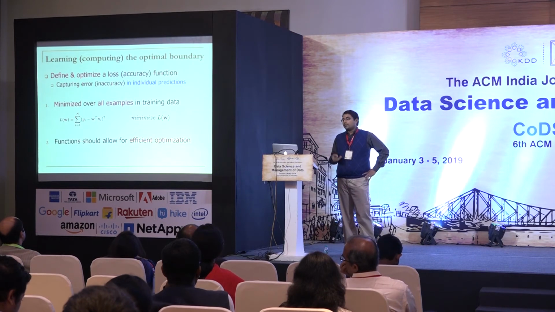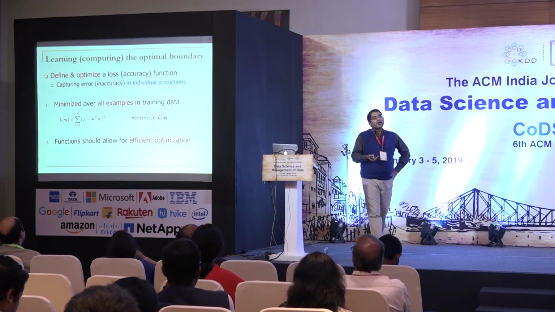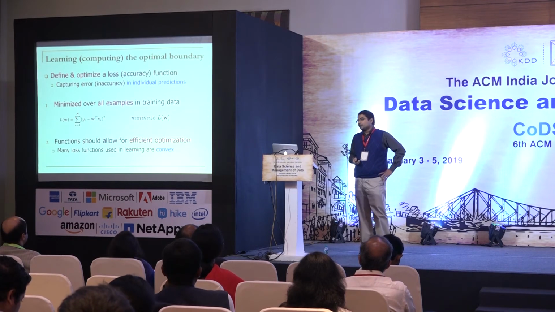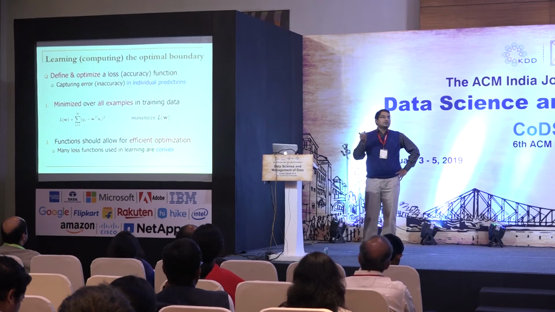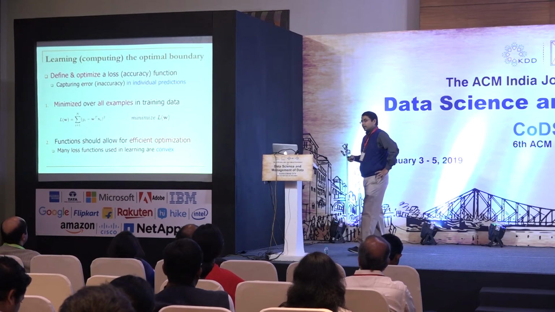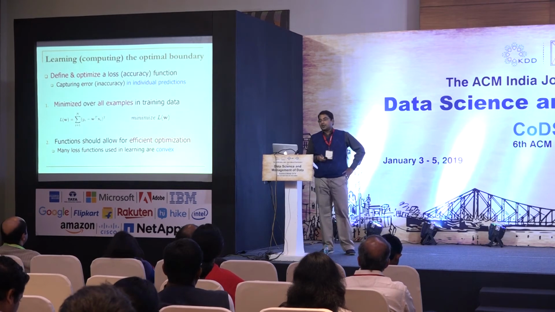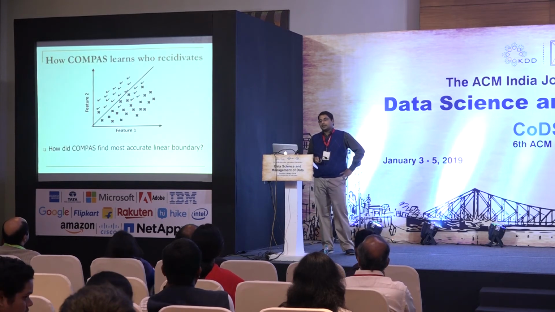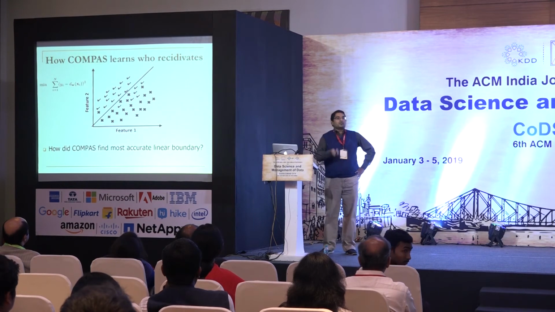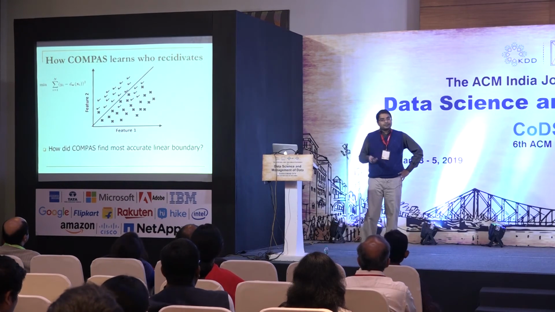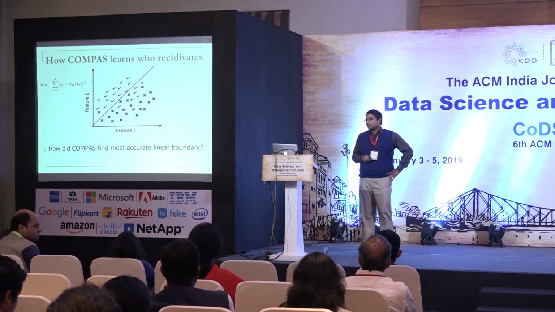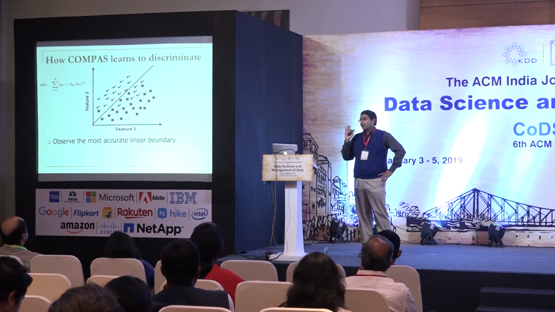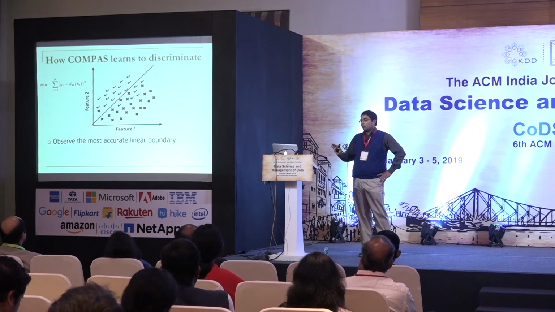And then, of course, oftentimes the loss functions that we pick are the ones that allow for efficient optimization. And so in practice, we end up using convex functions, because they allow for easy optimization. So how did Compass pick or find the most accurate linear boundary? Well, they simply optimized one of these least squared loss functions.